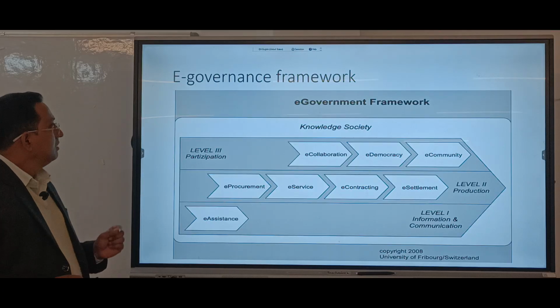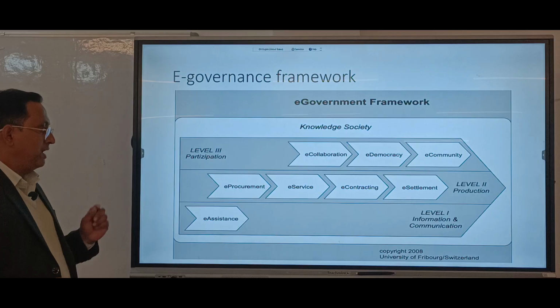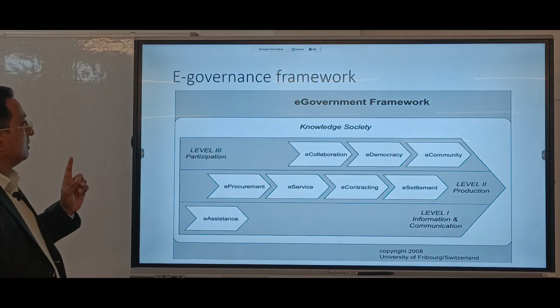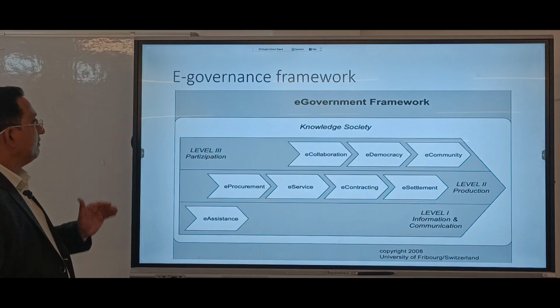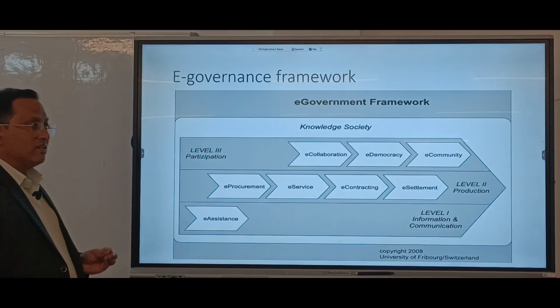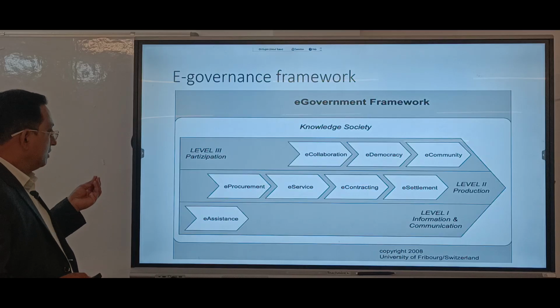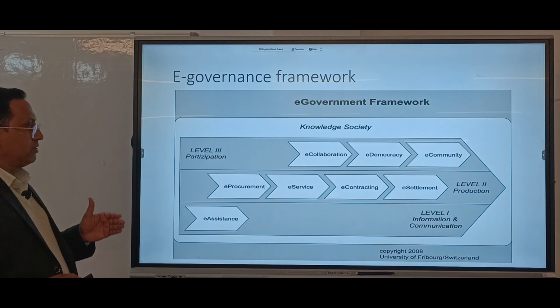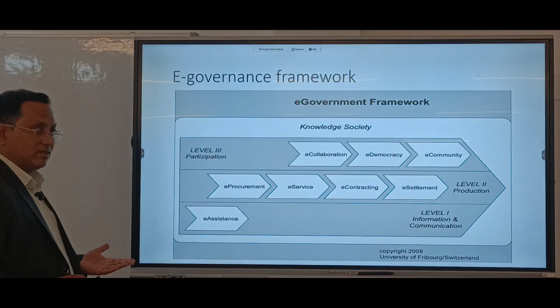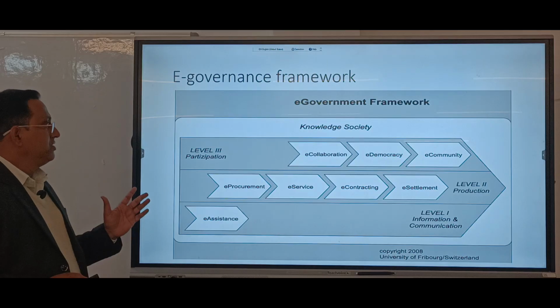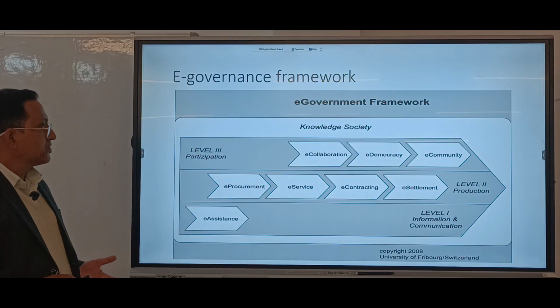This picture elaborates the framework of e-governance, and it has been taken from the University of Fribourg, in Switzerland. This framework tells about the different levels of e-governance. At the first level, the most necessary thing is information and communication, which has been labeled as e-assistance. In the second level, the framework talks about production, that is e-procurement, e-services, e-contracting, e-settlement, and in the third level, it is about participation, that means e-collaboration, e-democracy, and e-community.